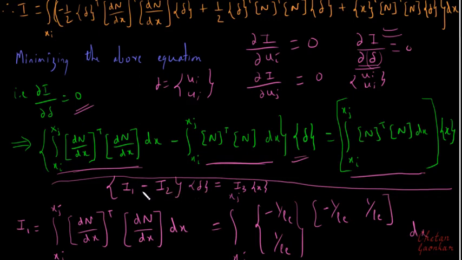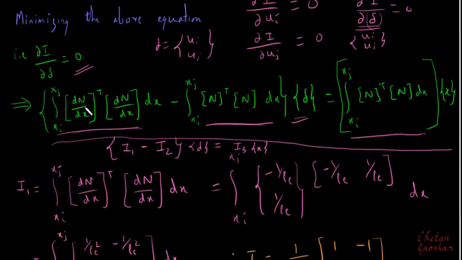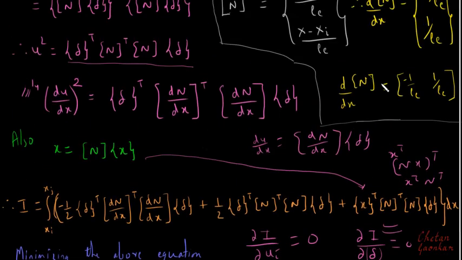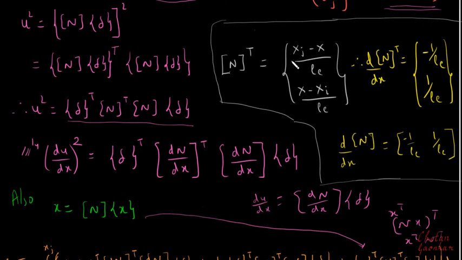So basically what I need to find now is what is I1, what is I2, and what is I3. If I start solving them, I know that I1 is the integral from xi to xj of the first derivative of the shape function transpose times the first derivative of the shape function, dx. This is my first integral I1. And then we know that the derivative of the shape function, this is our shape function, right?